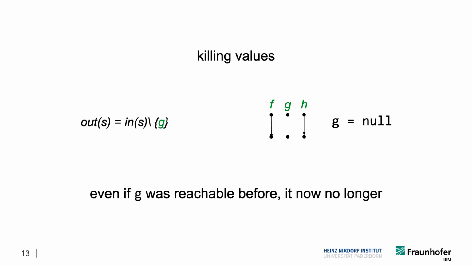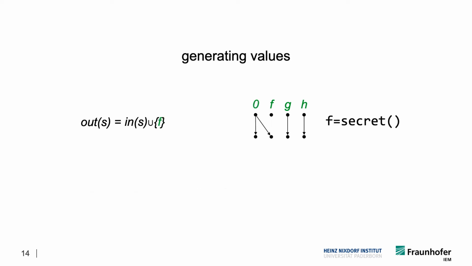And like I said, you can kill values by not putting an edge. We already saw this. But then you can also generate values out of thin air. And that's also important. For instance, if we have a source statement, as we already discussed in taint analysis, but it can also be useful in many other kinds of analysis, there you also need to generate such information.